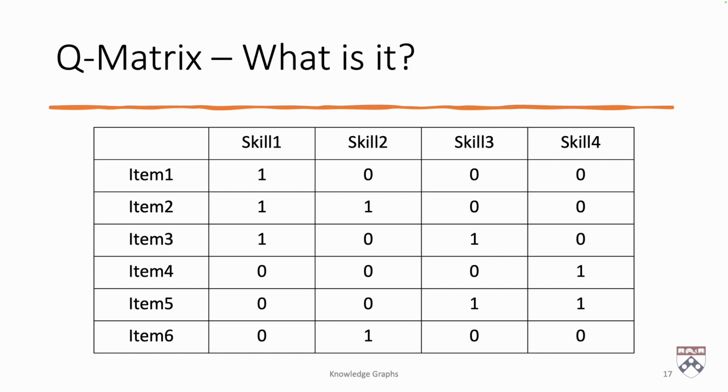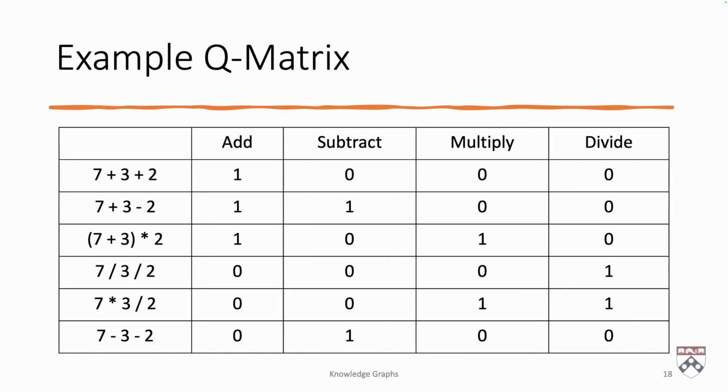Now, for a student to be able to answer item number 3 correctly, they should know skill 1 as well as skill 3, and on and on. For example, item number 5 requires mastery of skill 3 and skill 4 to be able to completely and successfully answer item number 5. Here's a typical instantiation of that Q matrix.